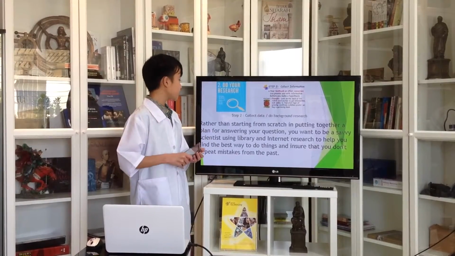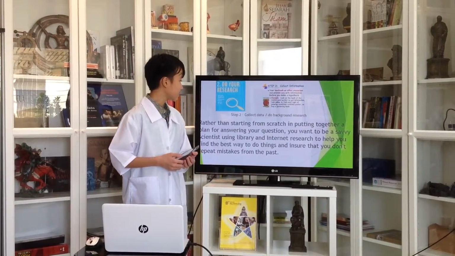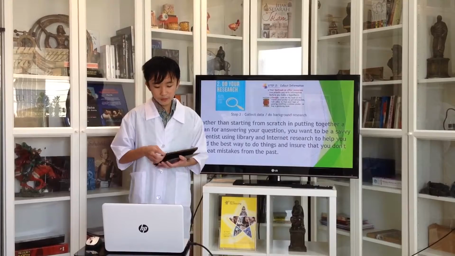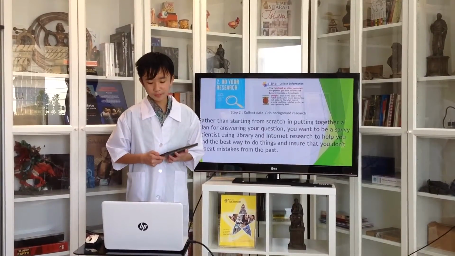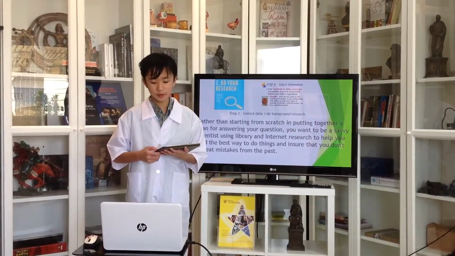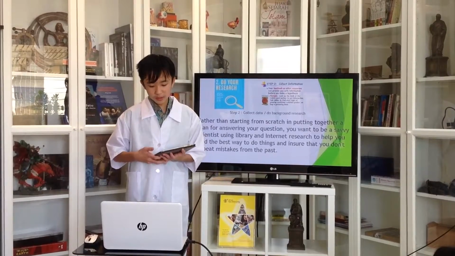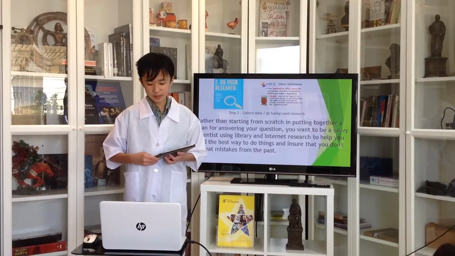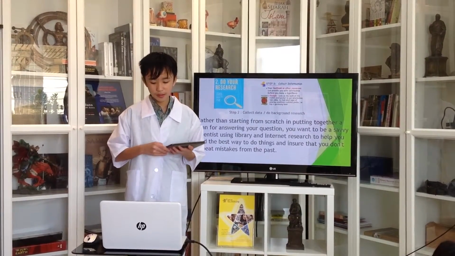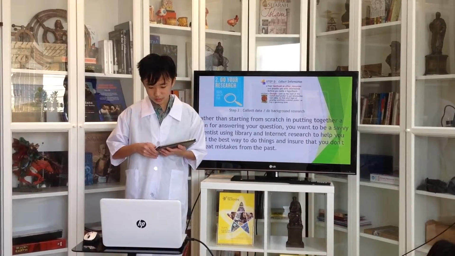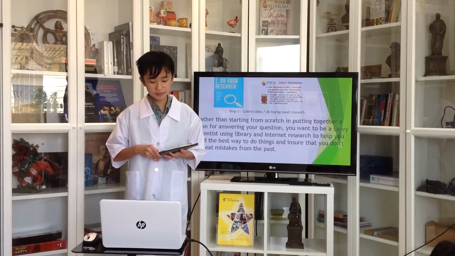The second step of the scientific method is about collecting data. Rather than starting from scratch and putting together a plan for answering your questions, you want to be a savvy scientist, using library and internet search to help you find the best way to do things and ensure that you don't repeat mistakes from the past.